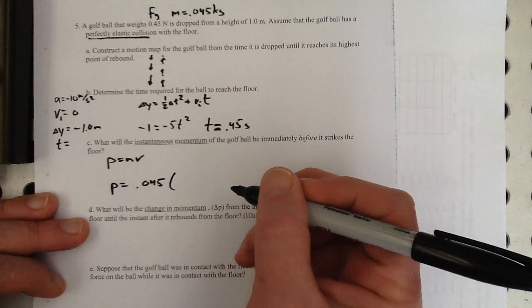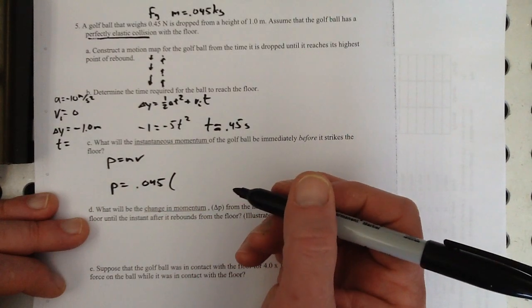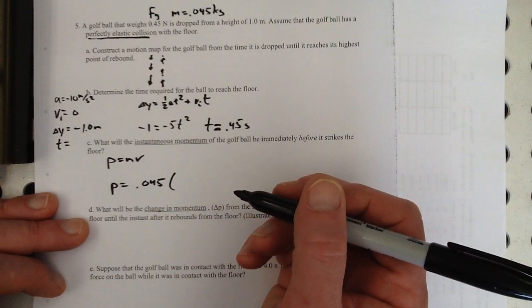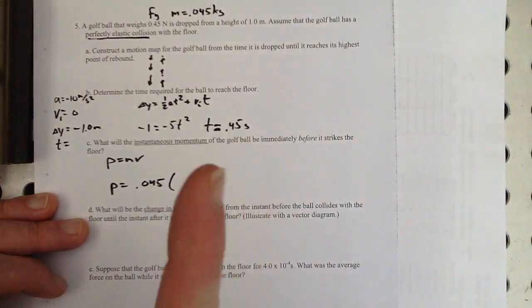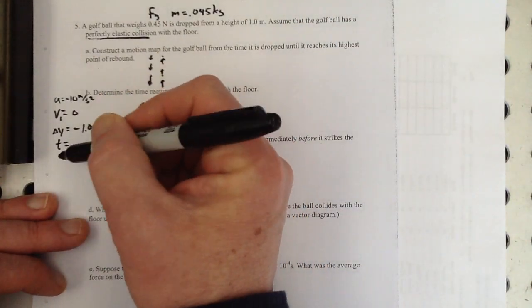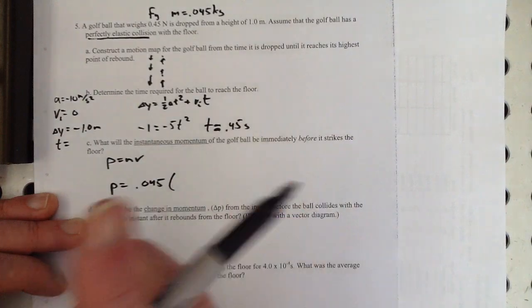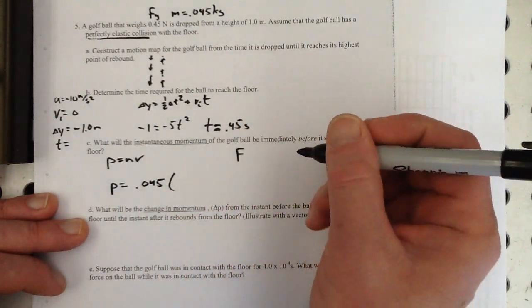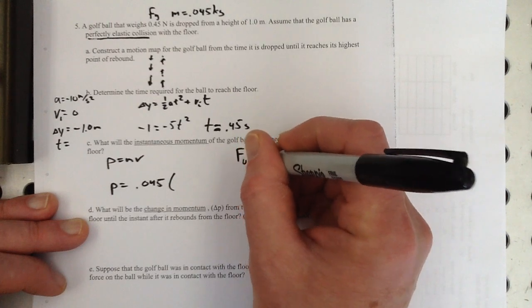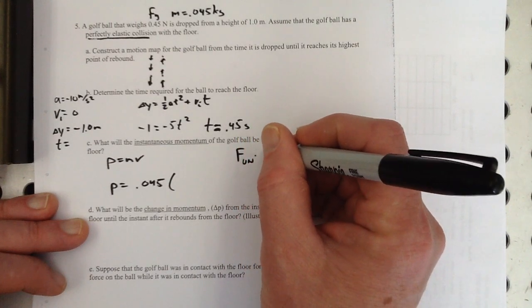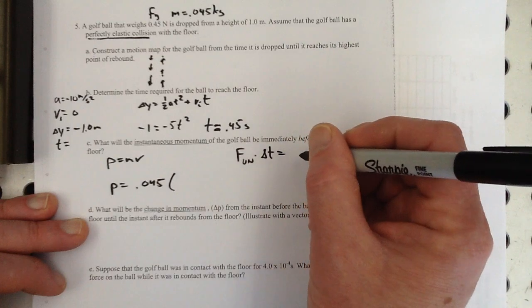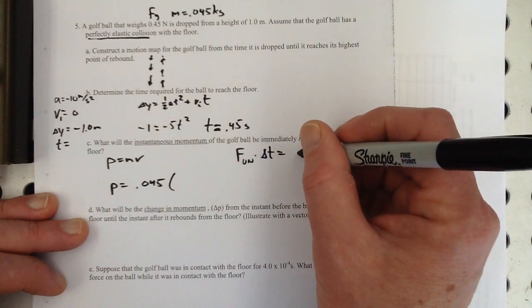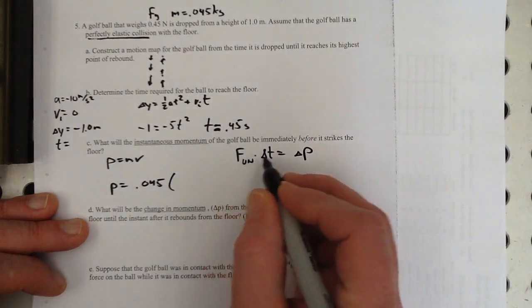So momentum is equal to mass, 0.045, times the velocity. Oh, I haven't figured out the velocity yet. Okay, so here we have a choice. I could go and do kinematics and figure out that velocity, or I could say, hey, I know that force times time is equal to change in momentum. So I could do that.